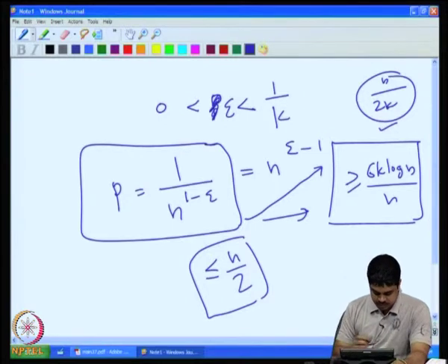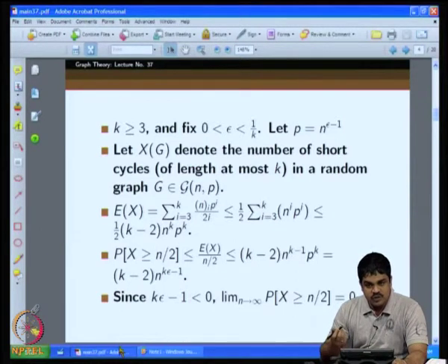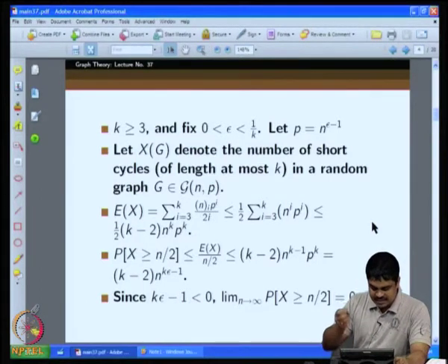This is what we are going to do, right. So, how do we do this? We are going to use the concept of expectation here. Therefore, we need a random variable. What is the random variable? Let x of g denote the number of short cycles of length at most k. So, length at most k means it can be 3, 4, 5, 6 up to k, okay. So, x of g denotes the number of short cycles in a randomly drawn graph g, g an element of G(n, p).